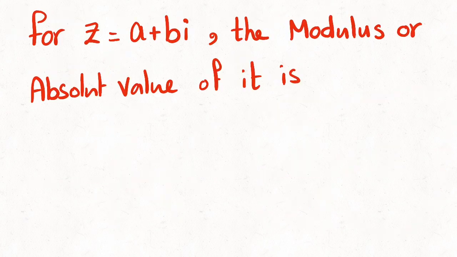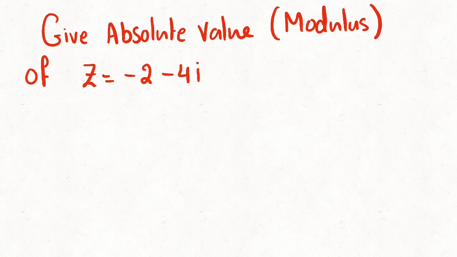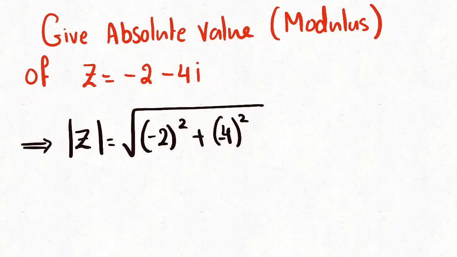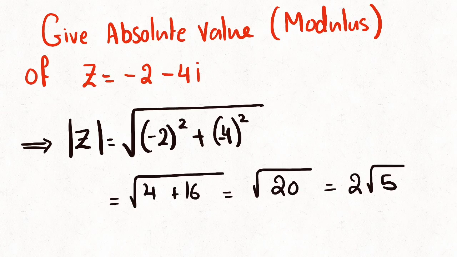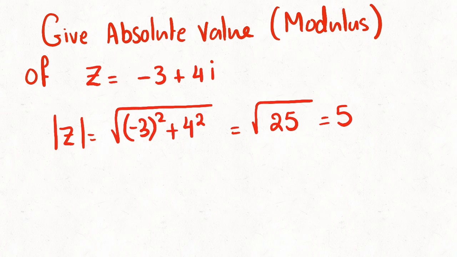The absolute value or the modulus of any complex number is basically the square root of a squared plus b squared. Okay, find the absolute value for z equals negative 2 minus 4i. The absolute value is the square root of negative 2 squared plus negative 4 squared, and the answer is 2 radical 5. Another example, z equals negative 3 plus 4i, and the modulus will be the square root of negative 3 squared plus 4 squared, and the final answer is 5.